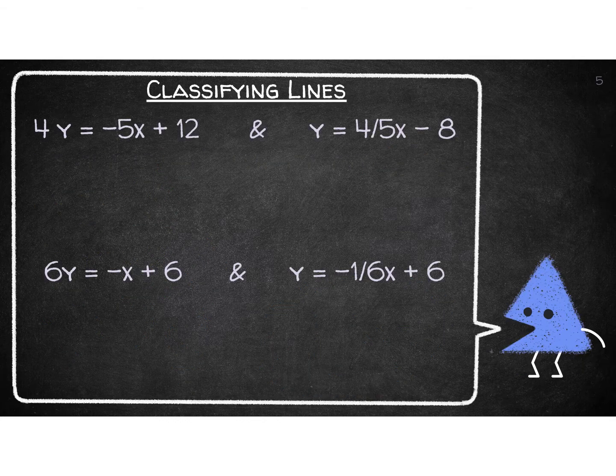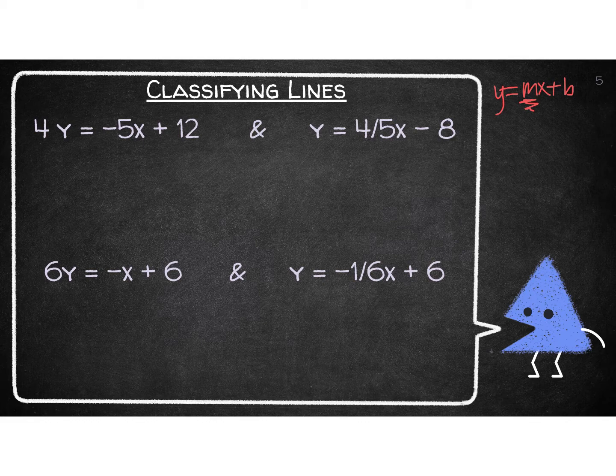For this next example, we want to identify if these lines are parallel, perpendicular, or neither. So to do that, it would be easiest to put them all into slope-intercept form, which is y equals mx plus b, and then look at the slopes. If the slopes are the same, they're parallel. If they are opposite sign and opposite fractions, then they're perpendicular. And if they're not either one of those things, then it's neither. So that is how I'm going to do this.